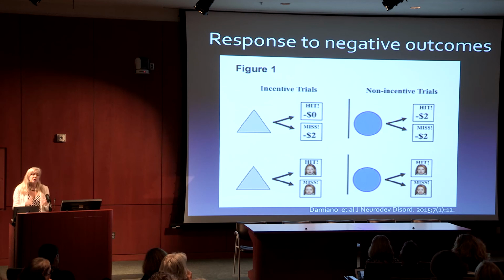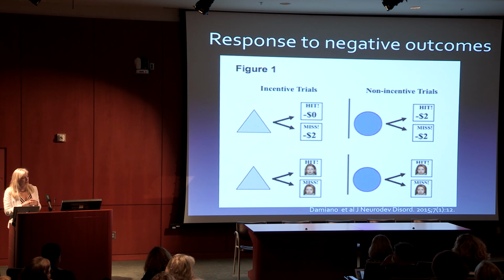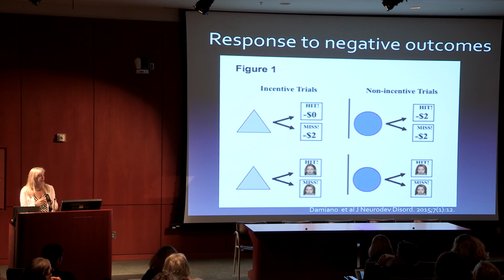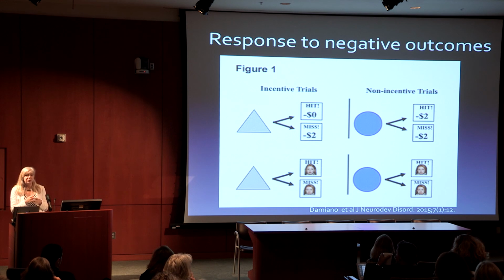Interestingly, most of the reward studies in autism have used positive rewards as outcomes. But this is a recent study that was done by another group, Damiano et al. Instead of looking at positive rewards, they looked at negative reinforcement, negative outcomes. Again, they used the same kind of monetary incentive delay task where you see a stimulus, you have to make a response real quickly, and if you got it right, you didn't get anything. And if you weren't fast enough, then you lost money.